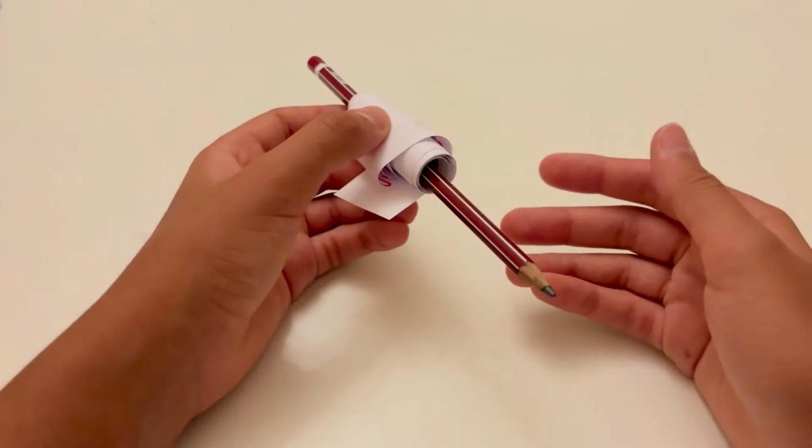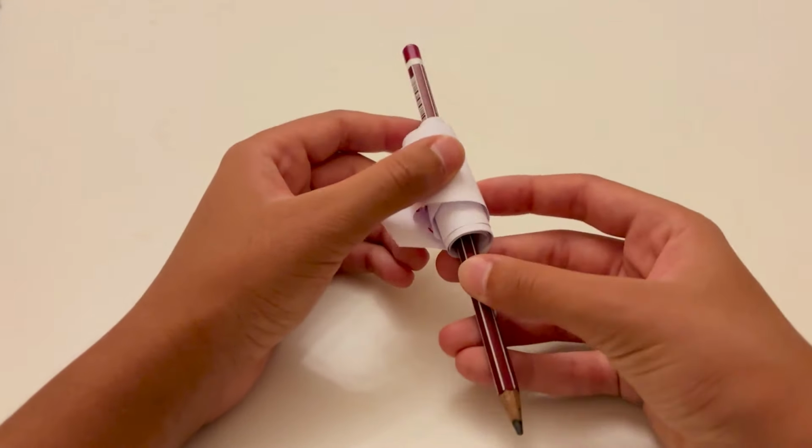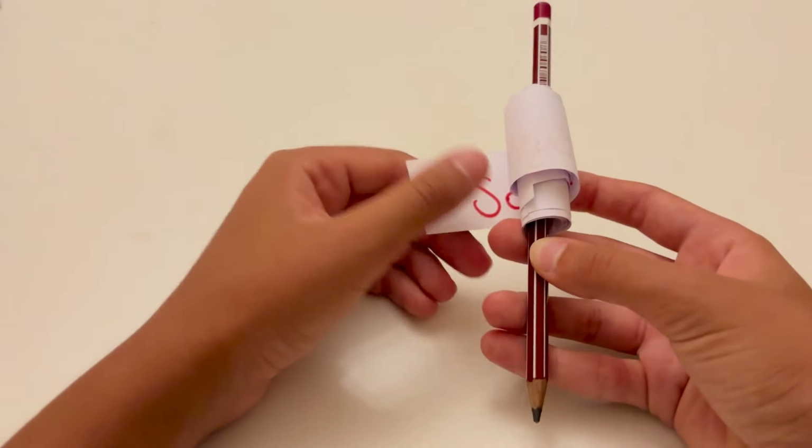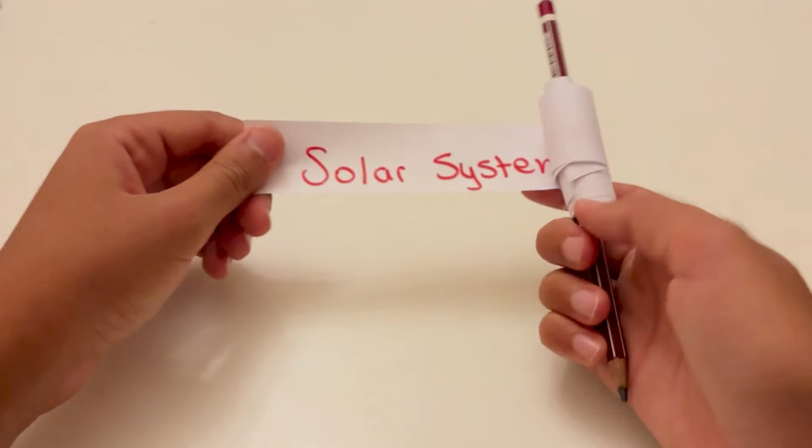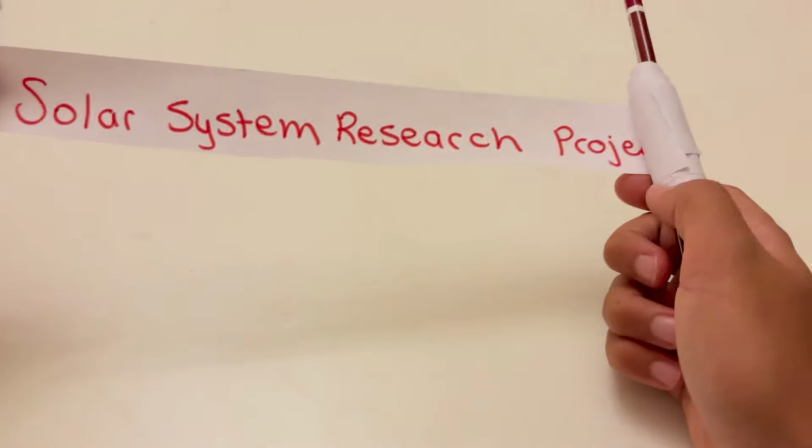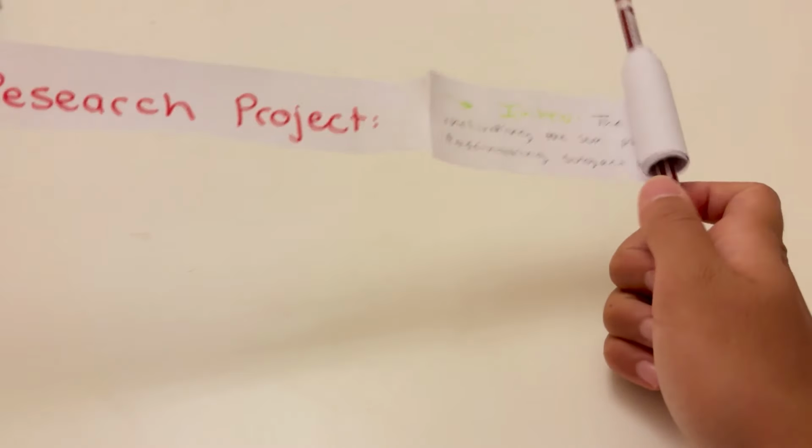So now when it's time to share your research, you just take out the pencil with your research fruit roll-up on it and you start to unravel. So my research is about the solar system. This is my solar system research project. Let me read the intro.